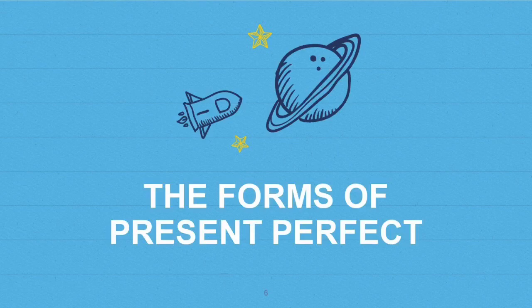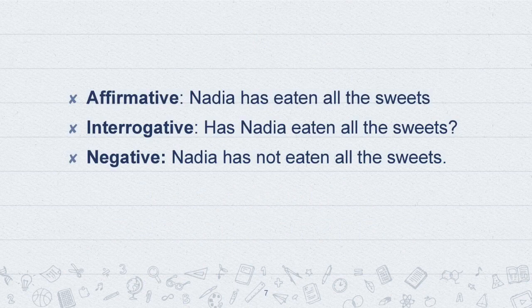Now, let's go on to the forms of present perfect. There are 3 forms of present perfect. The first one is affirmative, the second one is interrogative or questions, and the last is negative. For affirmative or statements, Nadia has eaten all the sweets. So, Nadia is the subject of the sentence.